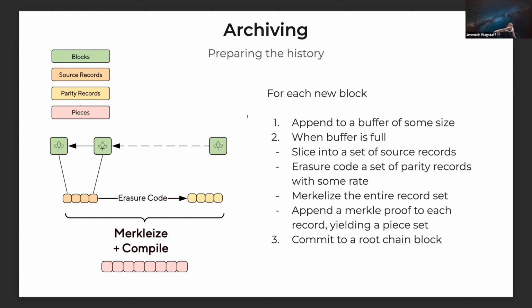That root is going to go into a table you're going to use to authenticate that pieces are part of the history of the blockchain. And you're going to take the witnesses and concatenate them to the records. And that's the pieces that farmers are going to store. So basically the pieces are self-verifiable as long as you have these roots, or we call it the root table. Okay, so this is how we prepare the blockchain. So we basically double the size of the blockchain in order to do this.